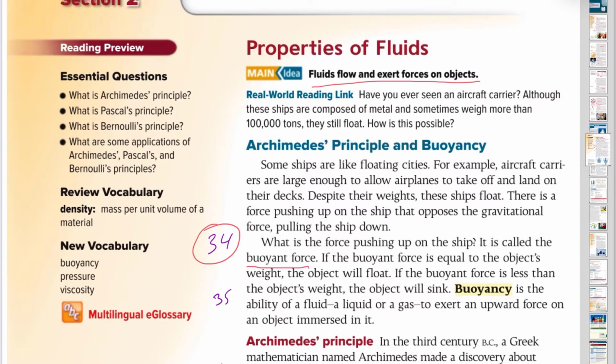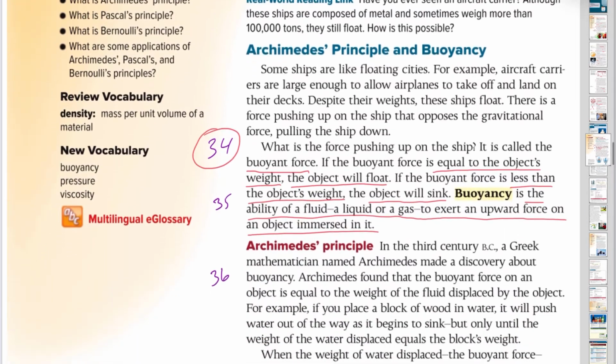If the buoyant force is equal to the object's weight, then the object will float. If the buoyant force is less than the object's weight, the object will sink. So buoyancy is the ability of a fluid, which is a liquid or a gas, to exert an upward force on an object immersed in it. That's our definition for buoyancy.